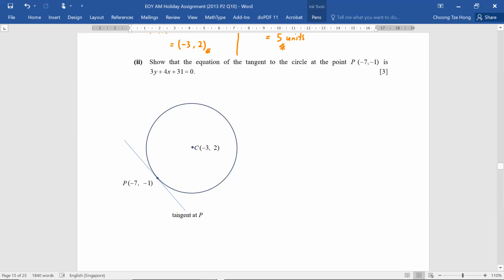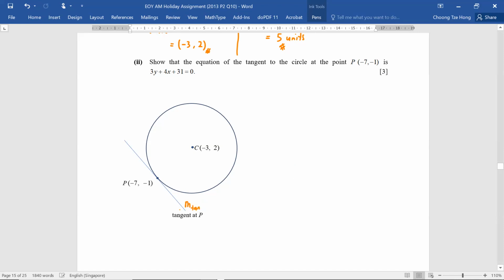A tangent is a line that just touches the circle at point P, only at one point. It doesn't cut the circle at any other point. To find the equation of a line, we need to know two things. Firstly, we need to know the coordinates of one of the points that it passes through. Over here, we already know the coordinates of point P. The other thing we need to know is the gradient of the tangent that touches point P.